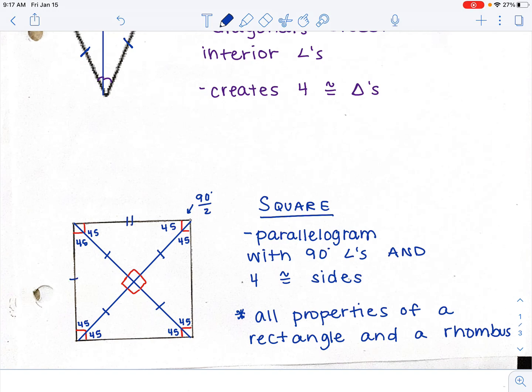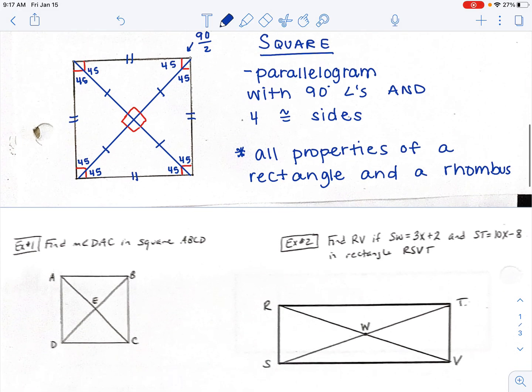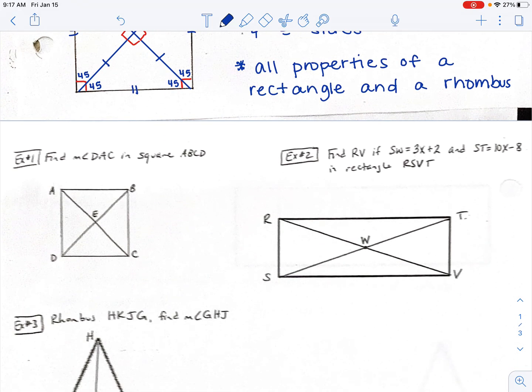right triangles as well. Oh, and also from the rhombus, all of the sides are going to be congruent. So we also have those little isosceles triangles from the rectangle. So we're going to be using all these properties to help us solve for problems.